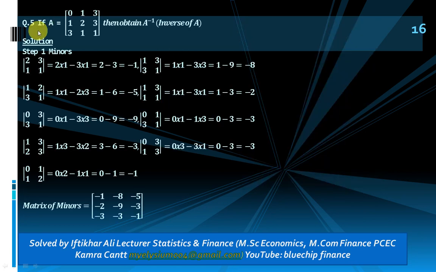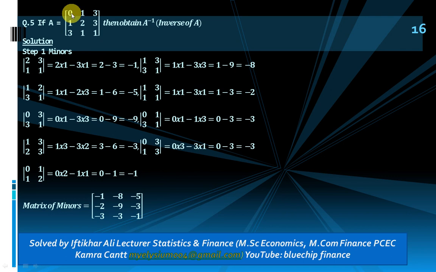Question number 5: if the A matrix is 0, 1, 3, 1, 2, 3, 3, 1, 1, then obtain A inverse. I think it is a new question which was not asked in previous papers. So the first step is to calculate the minors. And how can we calculate minors? Start from 0, and we will calculate 3 plus 3 is 6, plus 3 is 9. We will have to calculate 9 minors.